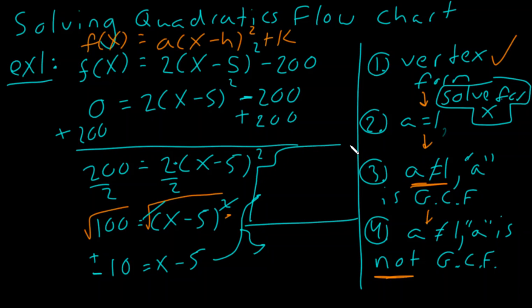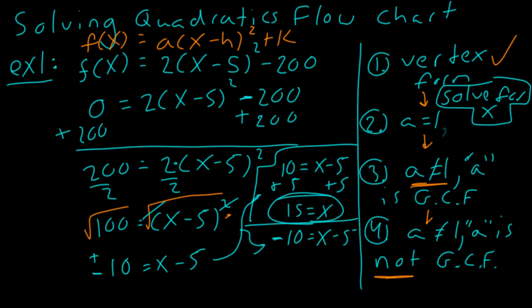Now from here, remember we actually have 2 solutions. Okay, let me just kind of separate this off. We have positive 10 is equal to x minus 5, and we also have negative 10 is equal to x minus 5. In both cases, to get rid of a minus 5, we will add 5 to both sides, and 10 plus 5 is 15, which is equal to x. Over here, negative 10 equals x minus 5. We'll add 5 to both sides. And negative 10 plus 5 is, of course, negative 5, is equal to x.